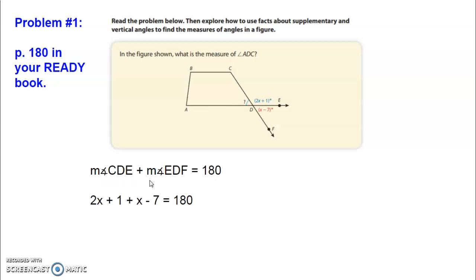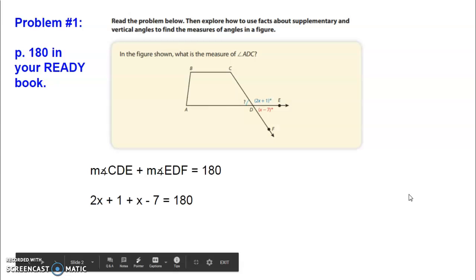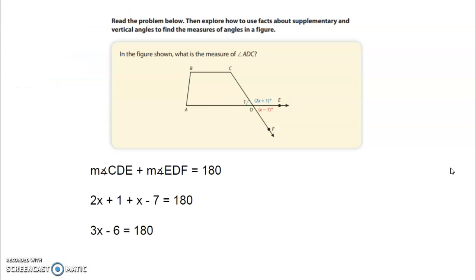Right, so I've written this right here. This small m means measure, so the measure of angle CDE plus the measure of angle EDF is going to equal 180. So what I'm going to do is just substitute the expression in for each. So 2x plus 1 plus x minus 7 equals 180. All right, so that's the geometry piece of that, a little bit of algebra. But let's take a look at the next slide where I'm going to start doing the algebra.